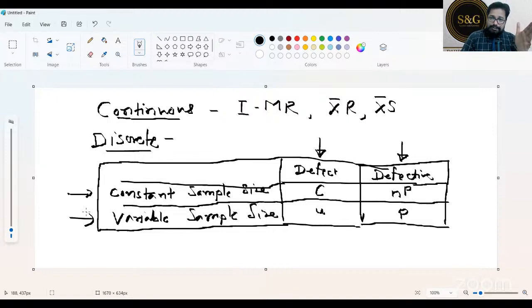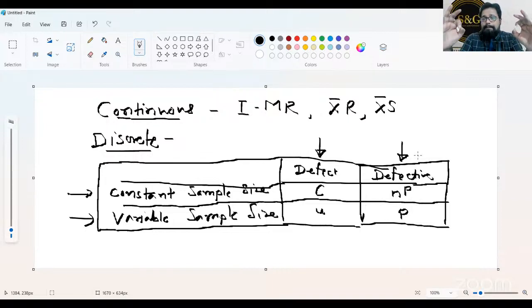Is this diagram clear? Just type yes in the chat box. Super clear? Just give me yes in the chat box, everybody. Yes. So take the screenshot.